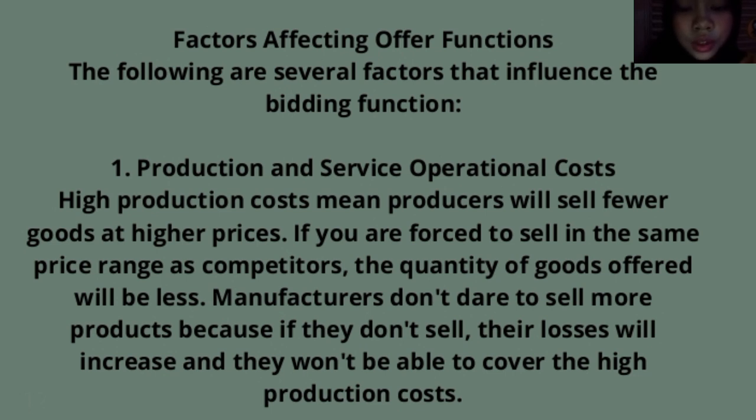Number one, production and service operational cost. High production cost means the producer will sell goods at a higher price. If you are forced to sell in the same price range as competitors, the quantity of goods offered will be less. Manufacturers don't dare to sell more product because if they don't sell, their loss will increase and they won't be able to cover the high production costs.